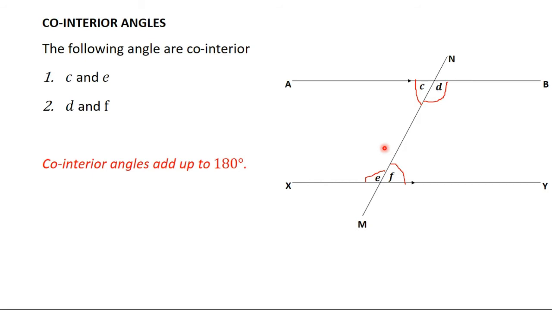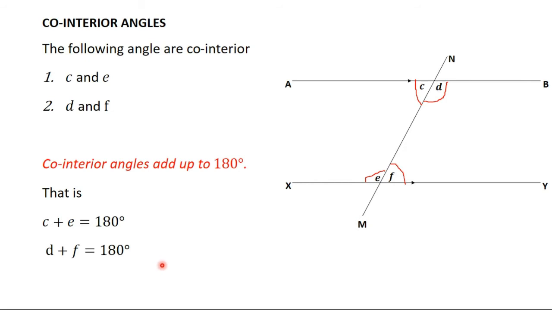So once again, alternate angles are equal, corresponding angles are equal, co-interior angles add up to 180 degrees. So what this means is that C plus E will give us 180 degrees, D plus F will give us 180 degrees, because they are co-interior angles.